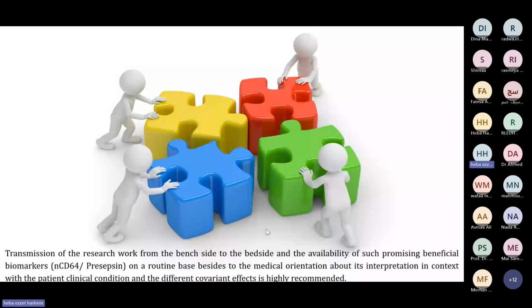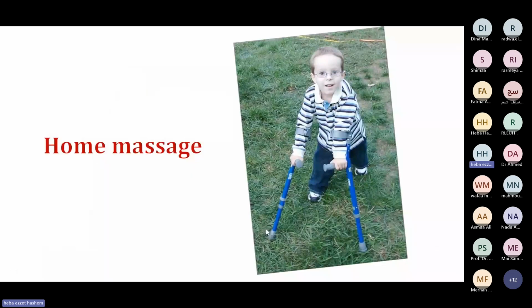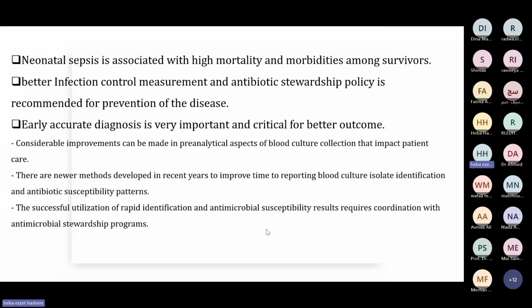The take-home message. This is a slide from one patient who suffered from neonatal sepsis in his neonatal period. The take-home message of my presentation is that neonatal sepsis is associated with high mortality and morbidity among the survivors. Better infection control measures and antibiotic stewardship are highly recommended for prevention of the disease from the start. Early accurate diagnosis is very important and critical for a better outcome.